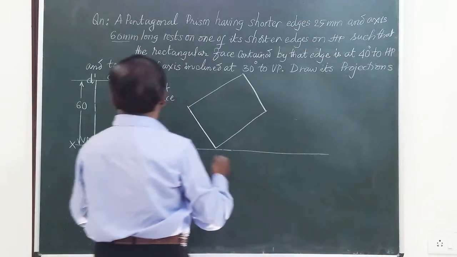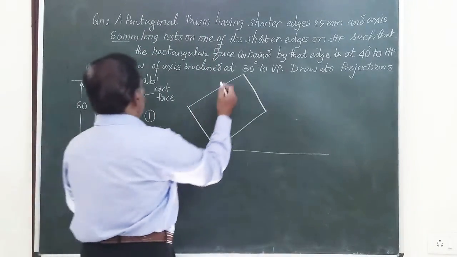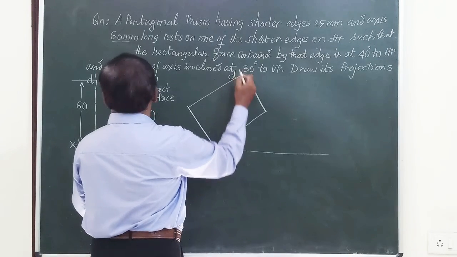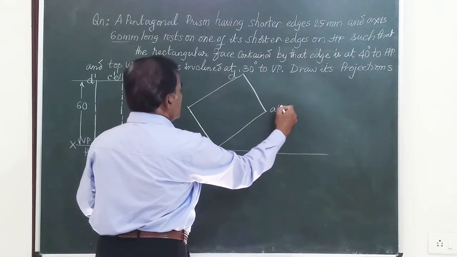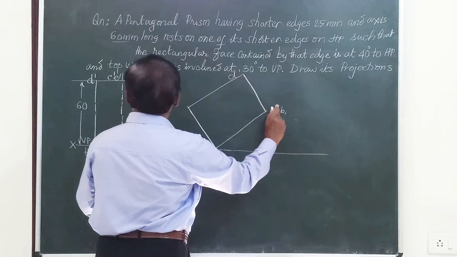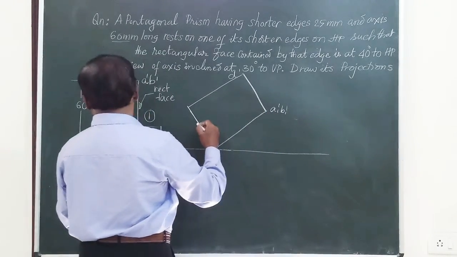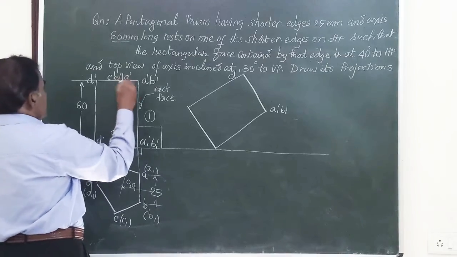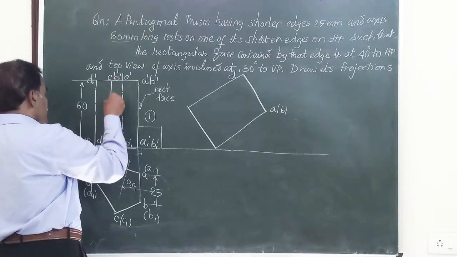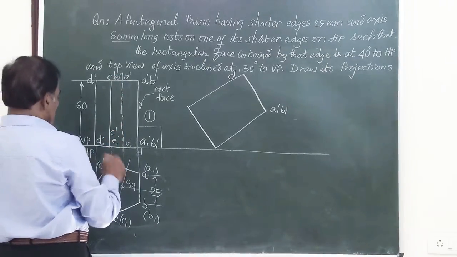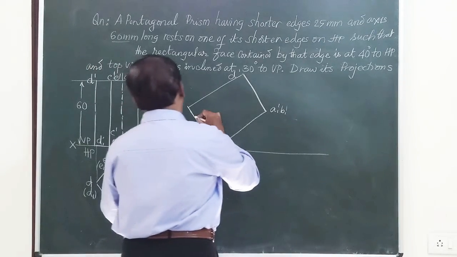So this is the top face. Let me mark it here as D dash. The bottom one is A1 dash, B1, A dash, B dash. And again you have this edge here which I have not shown. Let me show that. This is the edge here. Edge for DE. I will mark it.